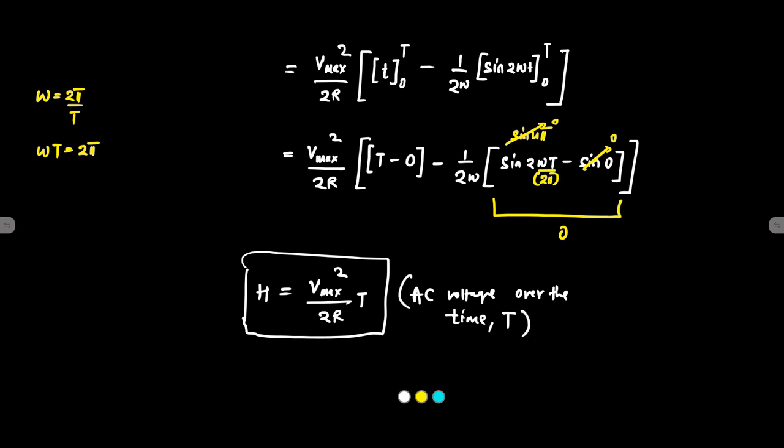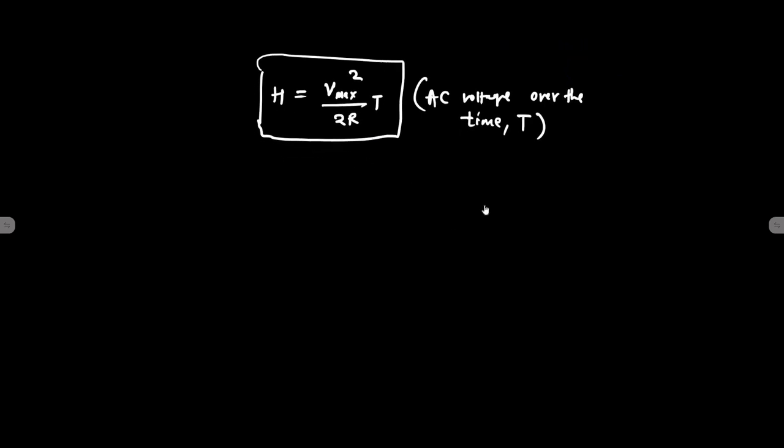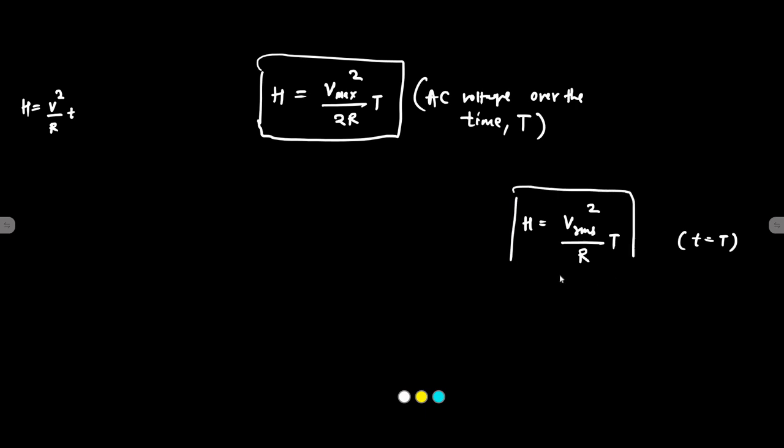Now suppose we apply Vrms, the RMS value of the AC voltage signal, over the same time period T. Then the amount of heat that will be generated will be equal to Vrms² by R into T, as per this formula, H is equal to V² by R into T. Here we just substituted V with Vrms and T with T, the total time period. This is for the RMS equivalent DC representation, the RMS voltage representation, which we were discussing previously at the start.